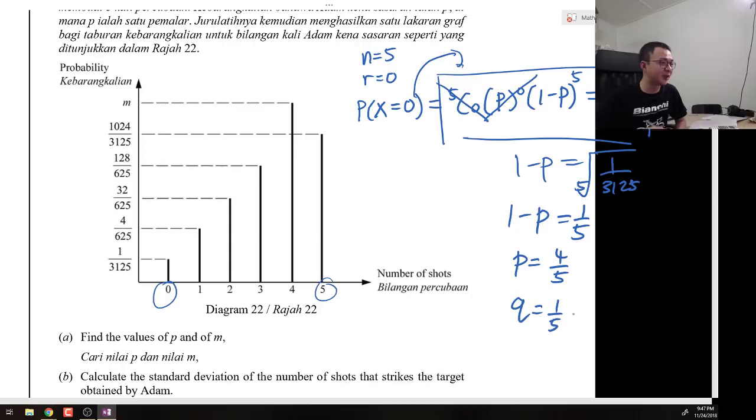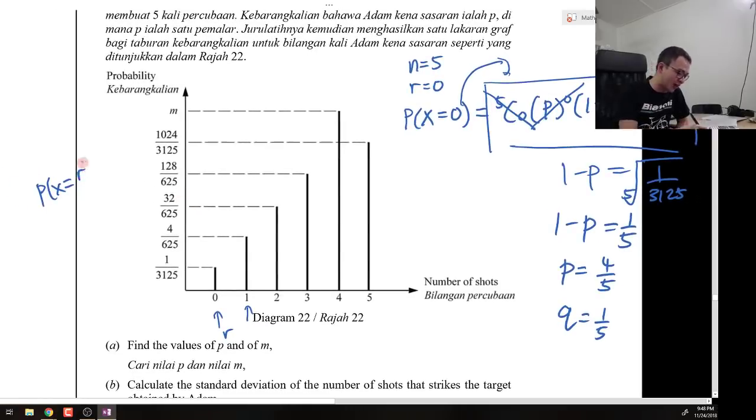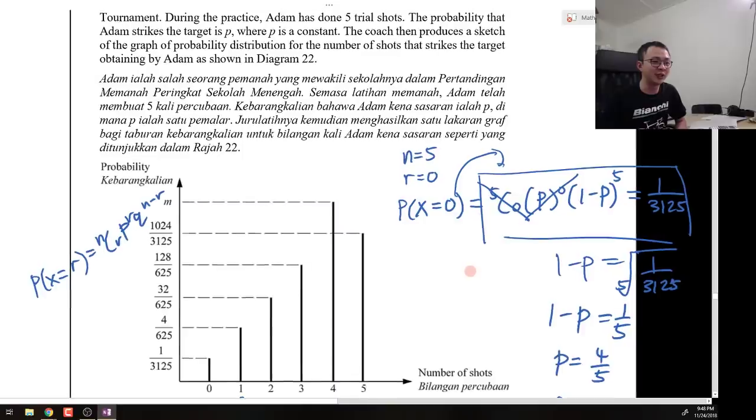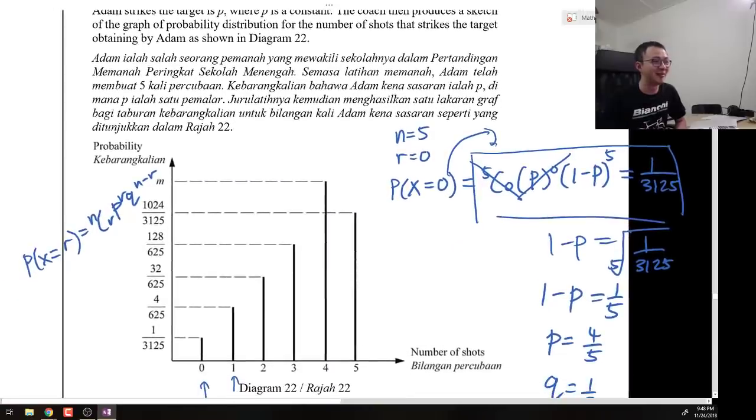Why is R 0? If you do not know how to see this table, this is the R value. Because your formula is x equals r, nCr, P^r, Q^(n minus r). The x-axis will be your R value, and the y-axis will be your probability. So this is the pattern of the table, and therefore this is how we do it.